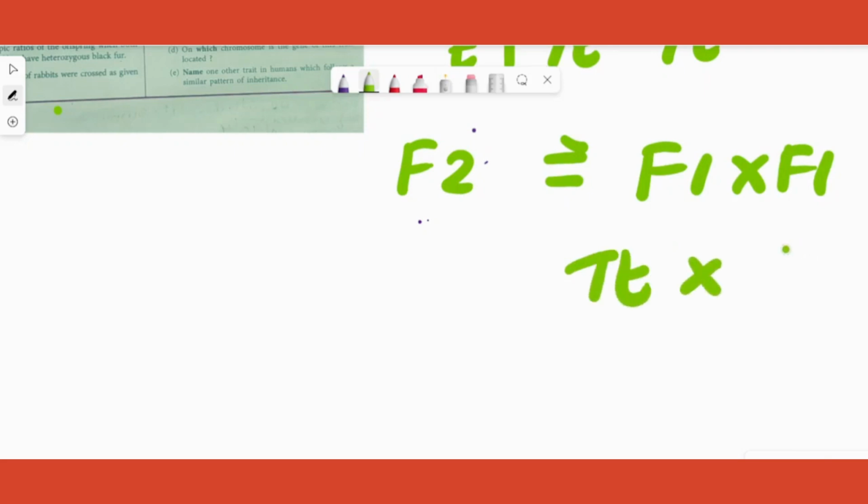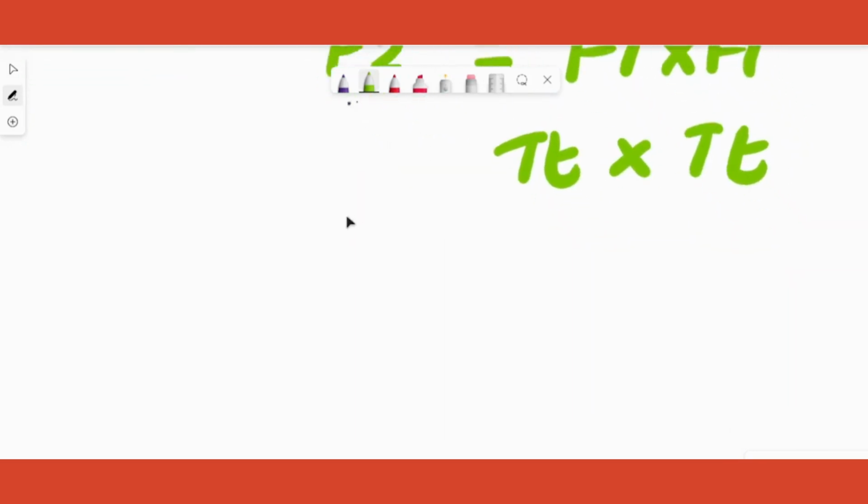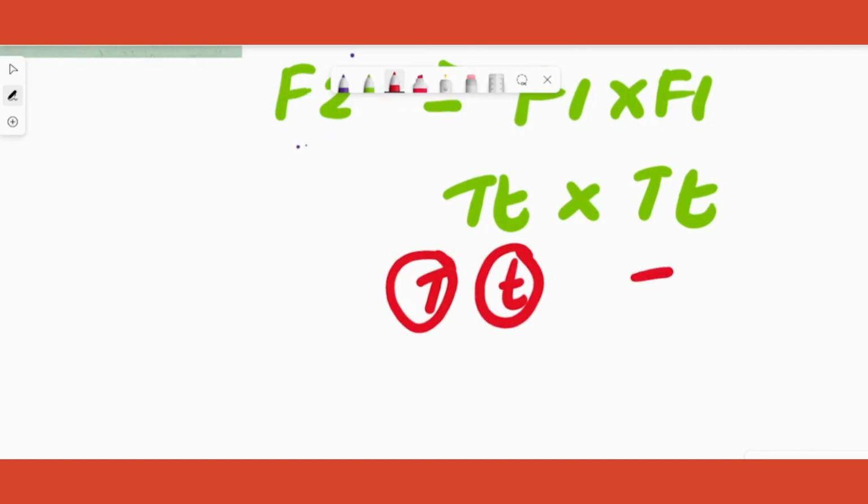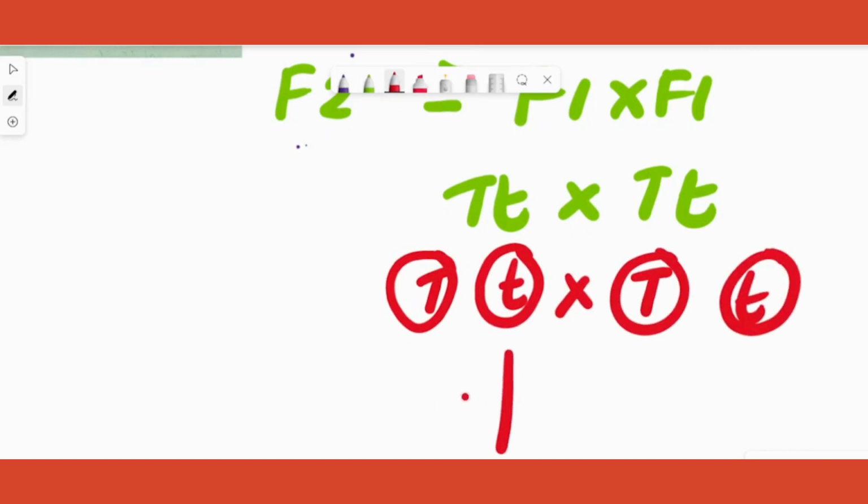F2 is equal to cross of F1 with F1. So F1 is given as this. Alright, cross it with itself. Self-pollination you're doing. That is why you're getting it like this. Okay. Then from here also take out the gametes, please. How do you take out the gametes? This is it. Alright. Now cross it.